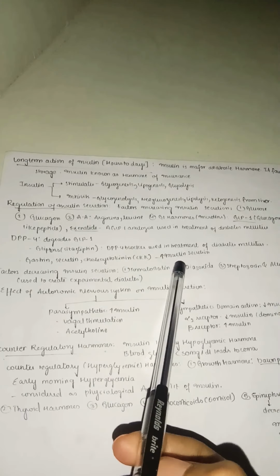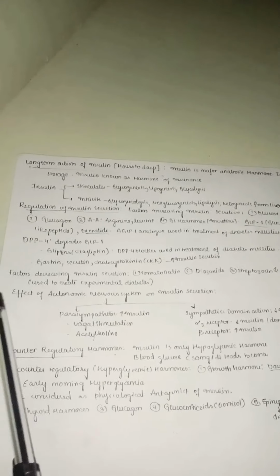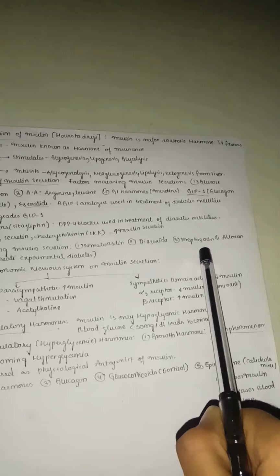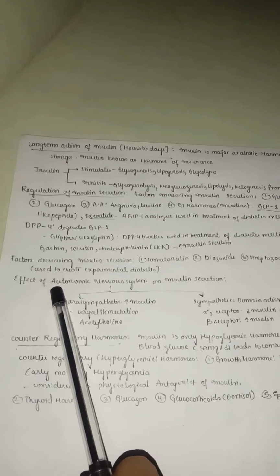And gastrin, secretin, cholecystokinin hormones also increase insulin secretion. Factors which decrease insulin secretion are of course our universal inhibitors, somatostatin and diazoxide. We have seen how it inhibits, mainly by opening the potassium channel. Streptozocin and alloxan are used to create experimental diabetes. These are mainly used to create diabetes.